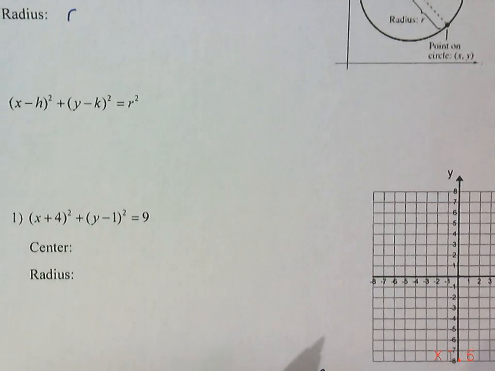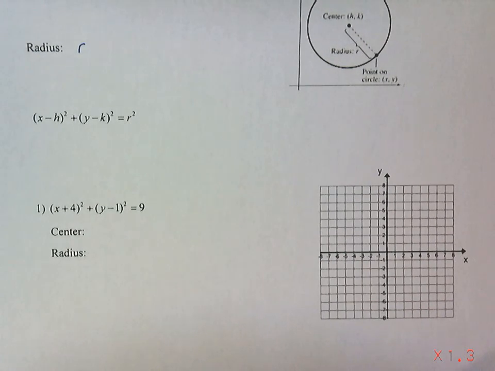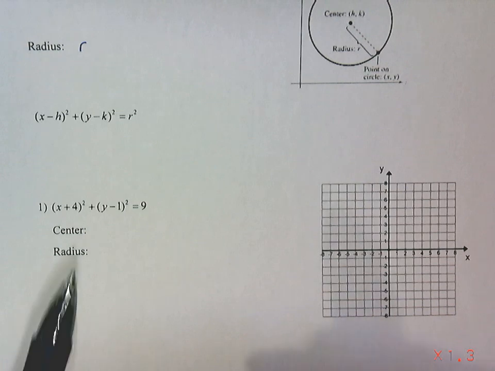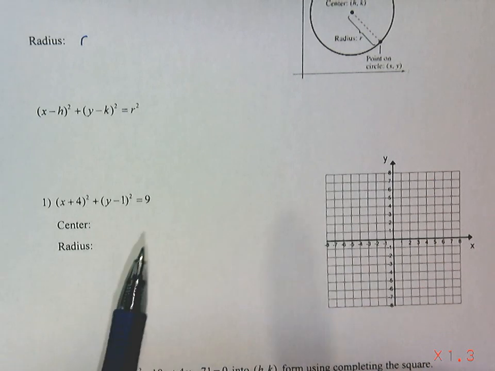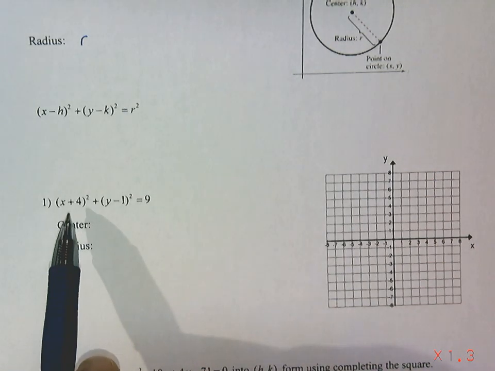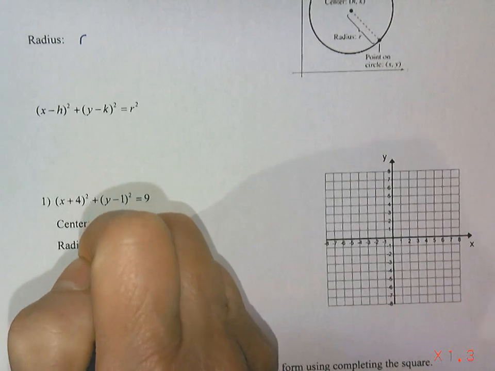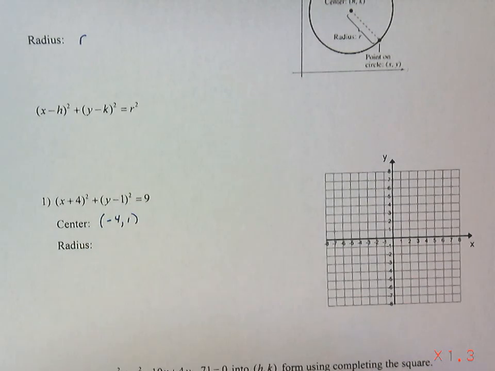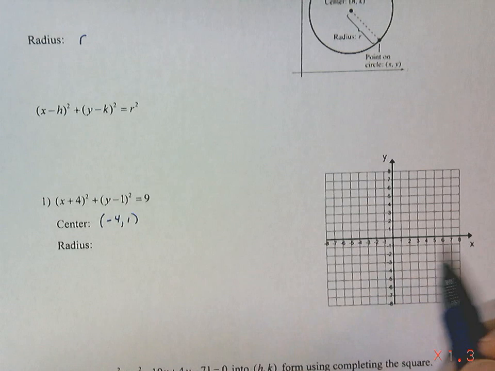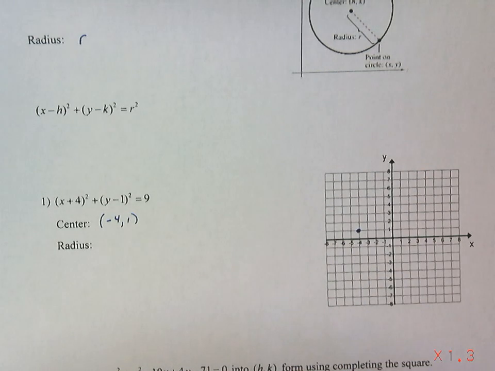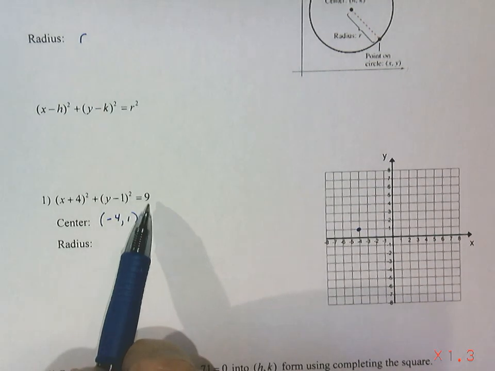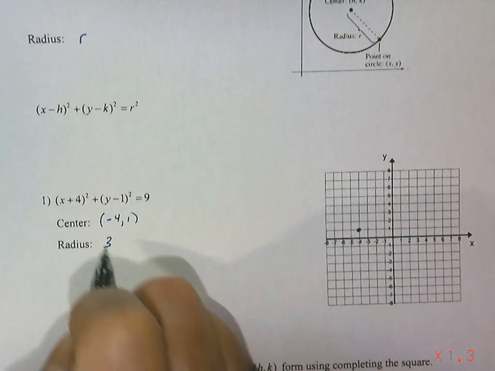So for this example, if I wanted to graph this equation of a circle, (x plus 4) squared plus (y minus 1) squared equals 9, my center is going to be (-4, 1). So just take your time and be very careful that you identify the center correctly. For -4, I go left 4 from the origin, and I go up 1, and there's my center. My radius is going to be the square root of 9, which is 3.